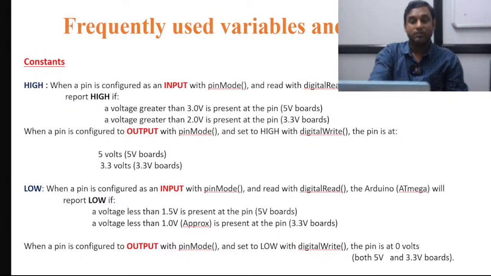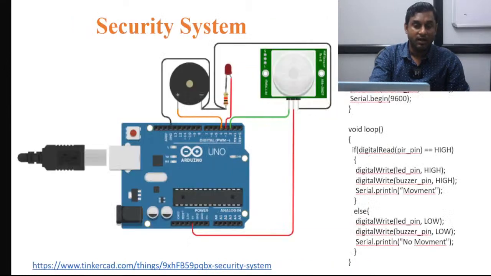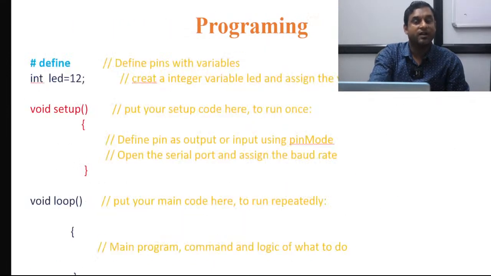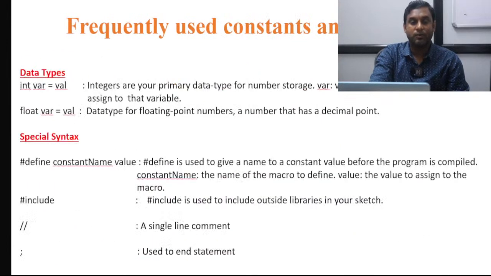Then we are using some different data types like integer or float. In integer, we write int, then the variable name, equal to a value. That means the data type is integer, the variable gives the variable name, and equal to value means this value is assigned to that particular variable. Similarly, float variable equal to value means the variable is a float type and we are assigning this value to that variable.